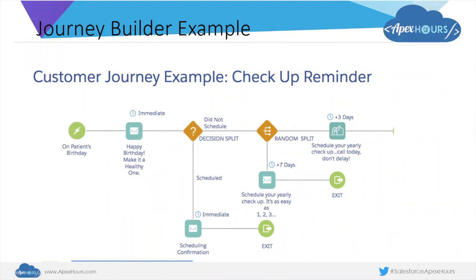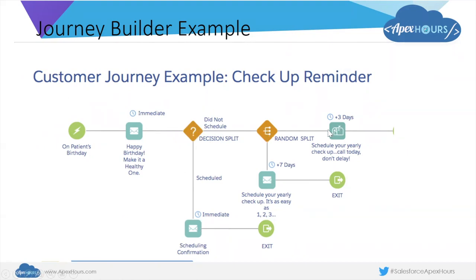And next, we need to know whether they have scheduled or not. So we're going to include a decision split. There may be some attribute in the data extension that determines whether they have scheduled or not. Depending on that attribute, we will route the customers through different paths. If they have scheduled, we are going to immediately send a schedule confirmation email, and then they'll be done with the journey. If they haven't scheduled, then we're going to try out 2 different ways.